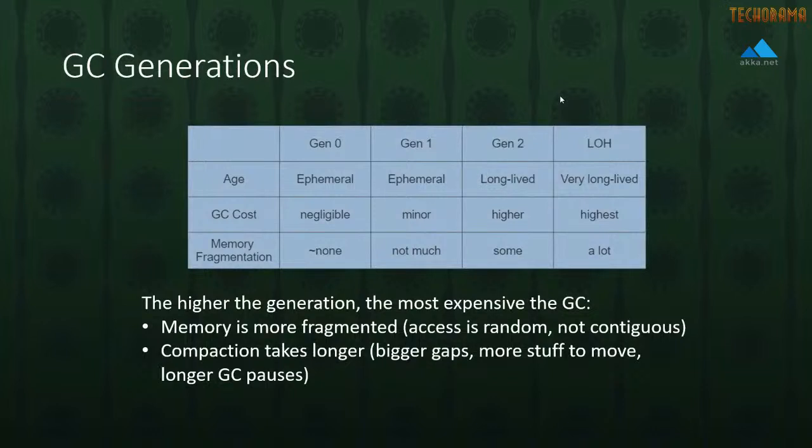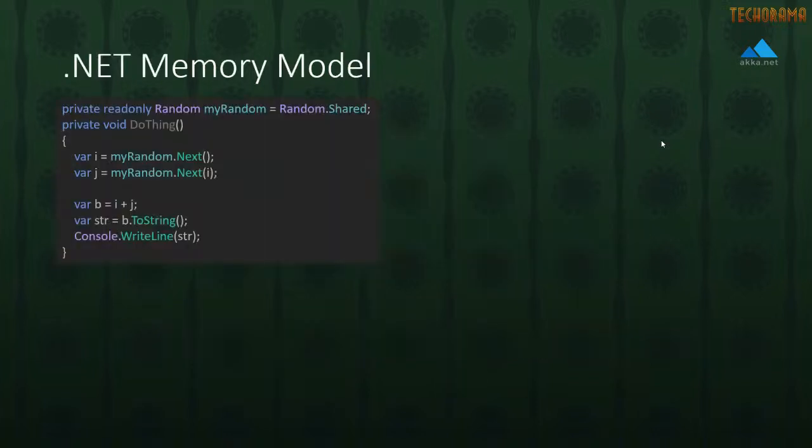So basically the general performance principle around the generations of garbage collection is that Gen 0 and Gen 1 are cheap, while Gen 2 and the large object heap are not. They tend to be more expensive, and they also contribute to memory fragmentation in ways that Gen 0 and Gen 1 do not.